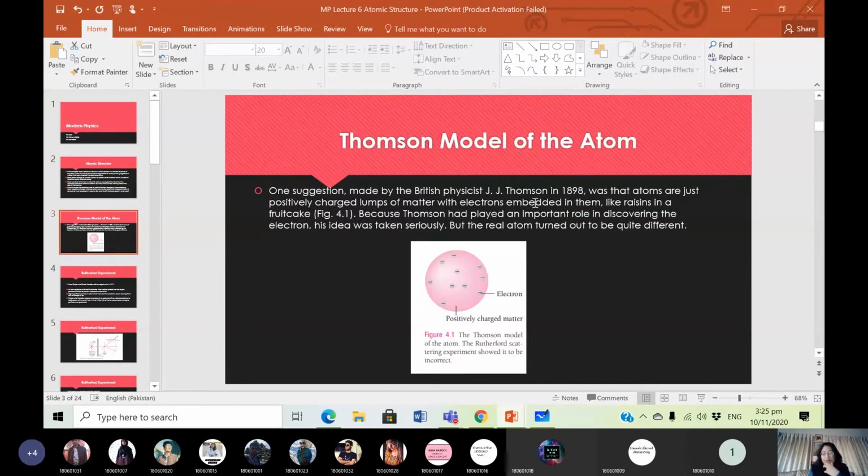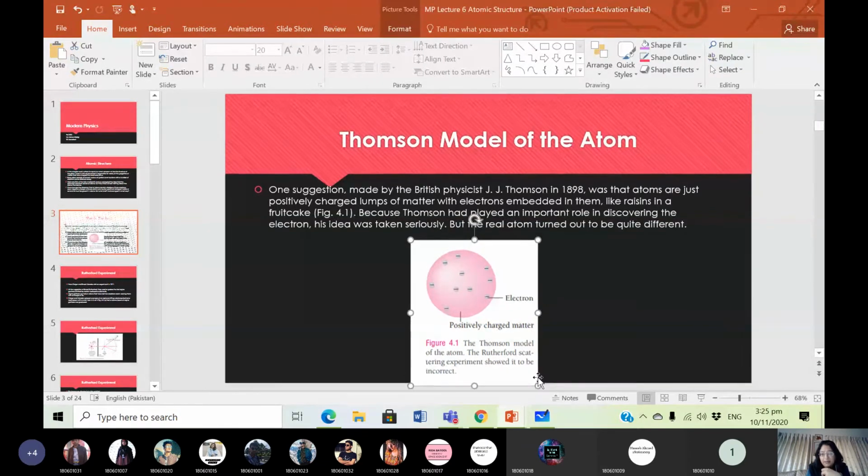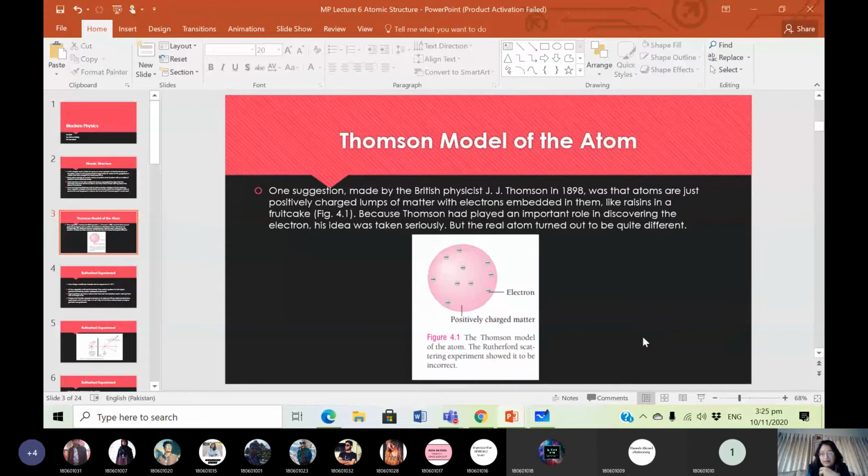Thomson was a British physicist who said in 1898 that atoms are positively charged lumps of matter. This was Thomson's model, which was more like a plum pudding model. That's what he said.